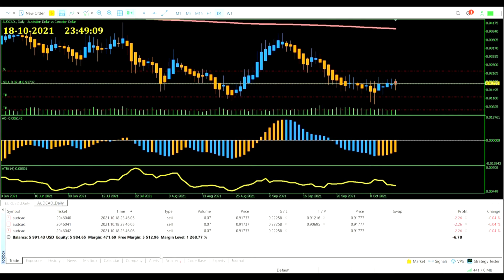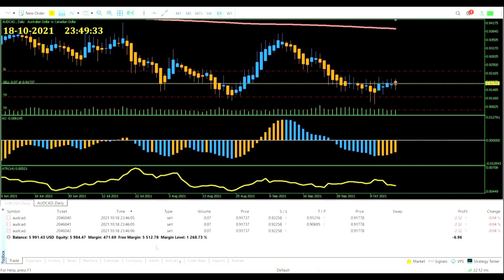There we go then, that is us all finished for day 1. We are in our Australian dollar Canadian dollar trade without any fuss, no muss, and not using too much margin either, $471.69, which leaves plenty more room for other trades.